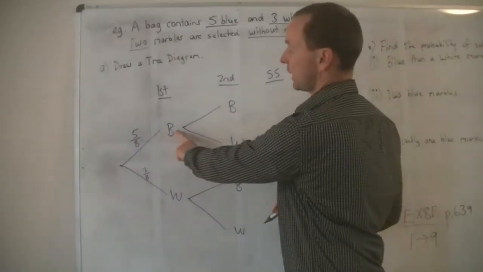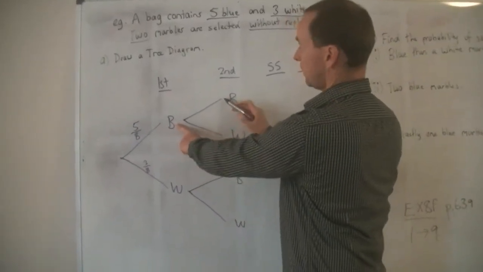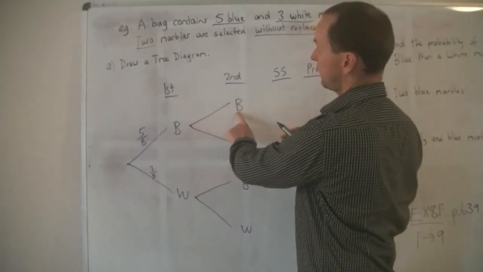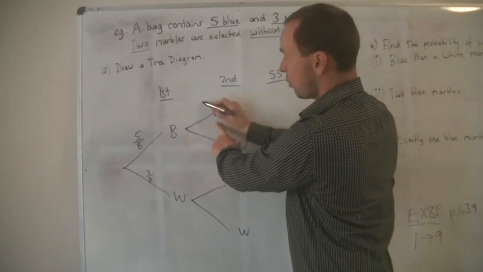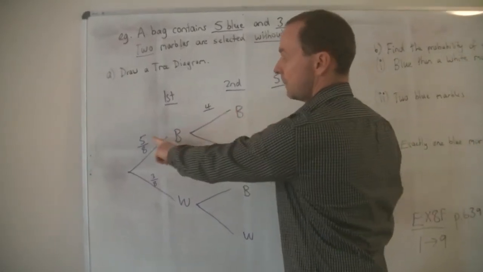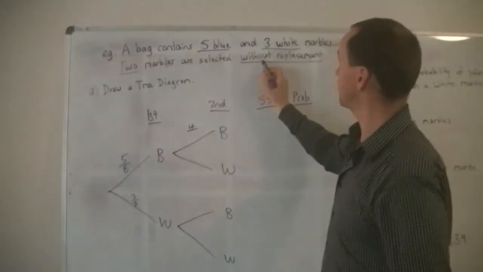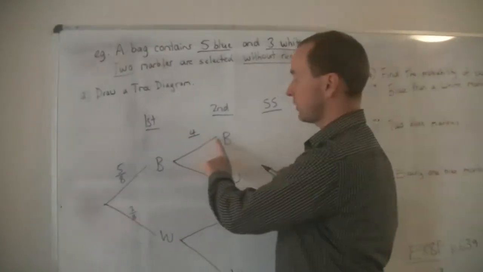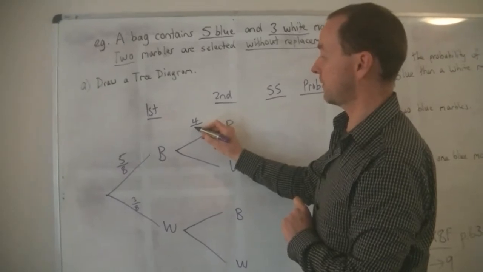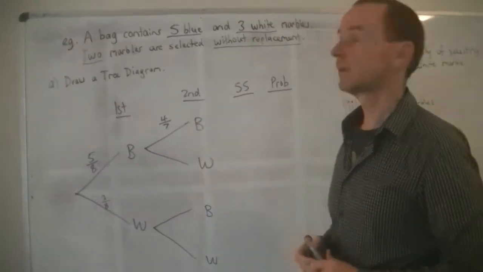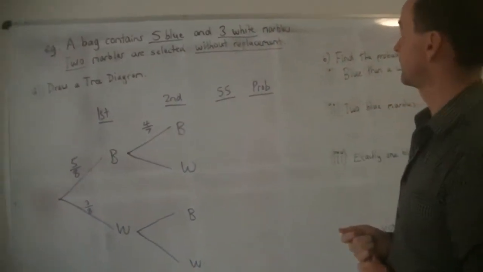If we pick the blue one out the first time, what's the probability that we're going to pick a blue out again? We did have 5 to start with, but now there's only 4 blues left, because we picked the one blue out and we did not replace it. It's without replacement. So there's only 4 blues left, but we've only got 7.